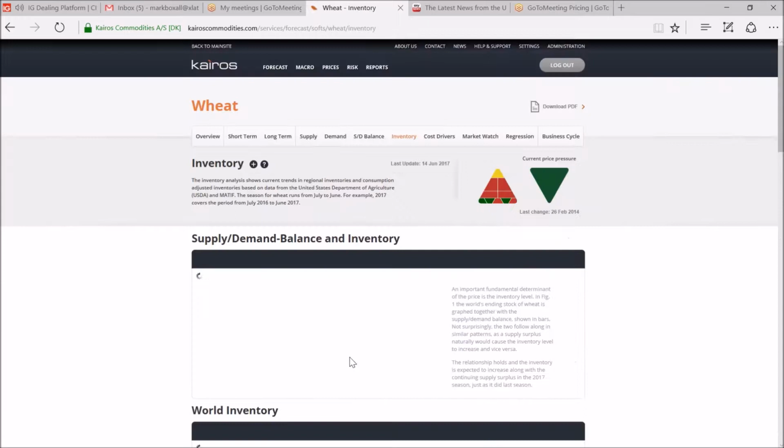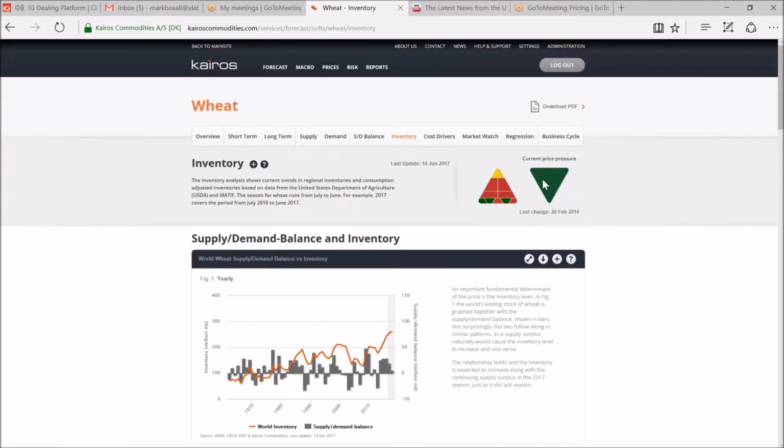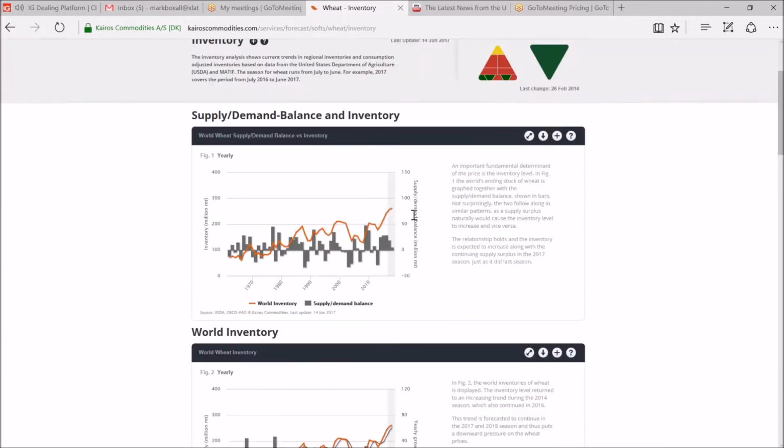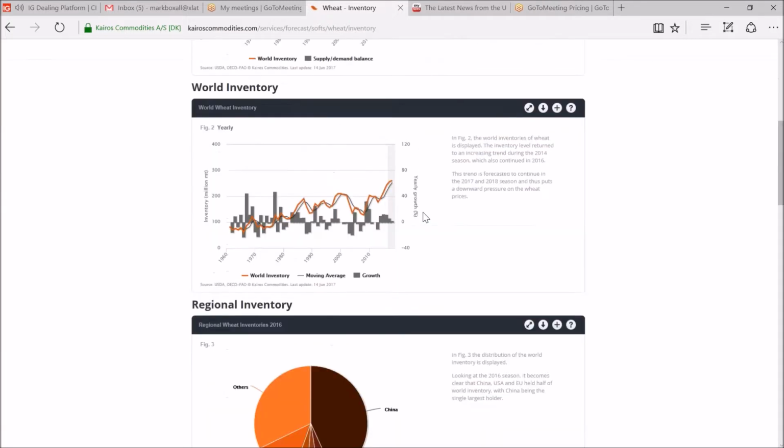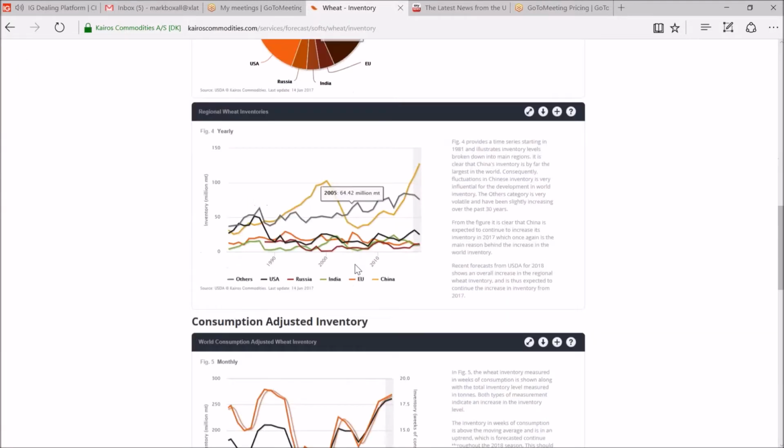So you'll see when we click on that this element is green, as in price pressure downwards at the moment. And that's just indicated on this first graph by this rising orange line. We're going to go down to the bottom graph. It's similar to supply versus demand. It's an important factor again.